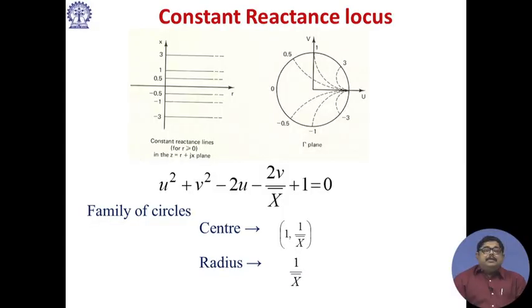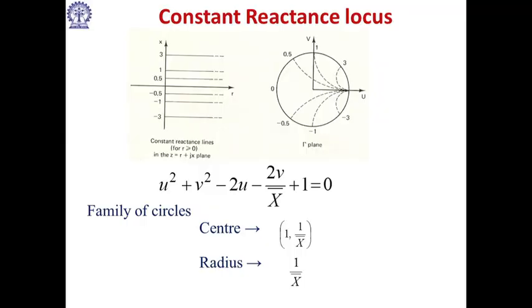Now, let us see the other family of circles, constant reactance circles, because as I said, Z bar has two parts, impedance as resistance as well as reactance. So, reactance means x bar. What is a constant reactance in the impedance plane? These are all horizontal lines. So, infinite horizontal lines of various values.